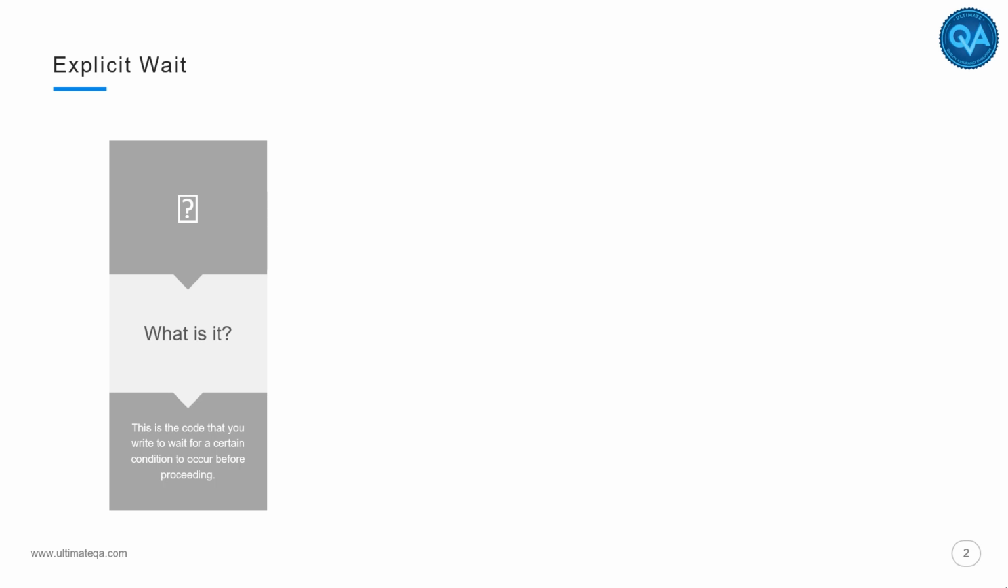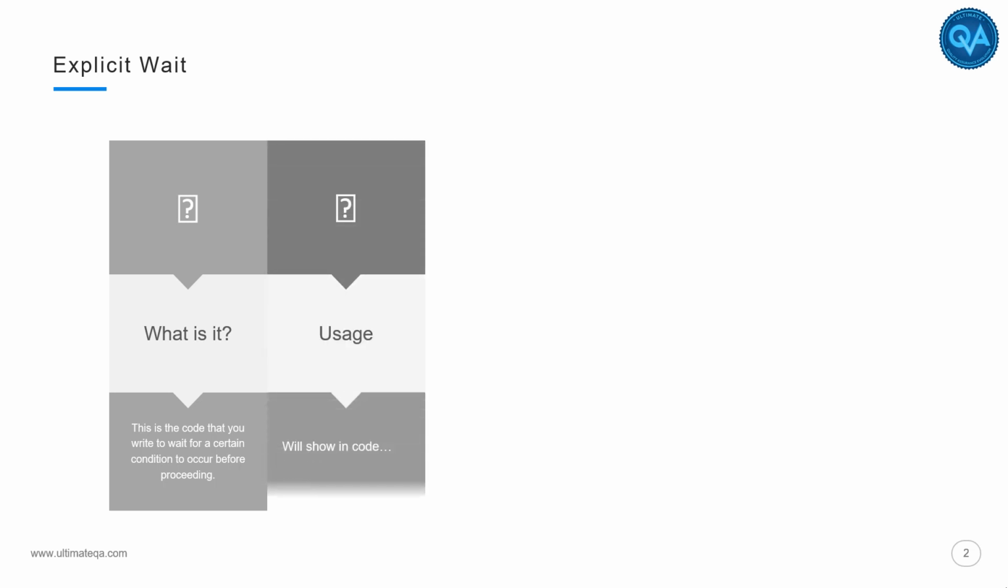However, with an explicit wait, you write the code and tell Selenium WebDriver to wait for a specific condition. Don't worry, you'll see it with code examples. So usage, I will show you that in the code. It's not going to fit in this tiny little slide box. I'll show you that in the code, as that will be the best place to see all of this.